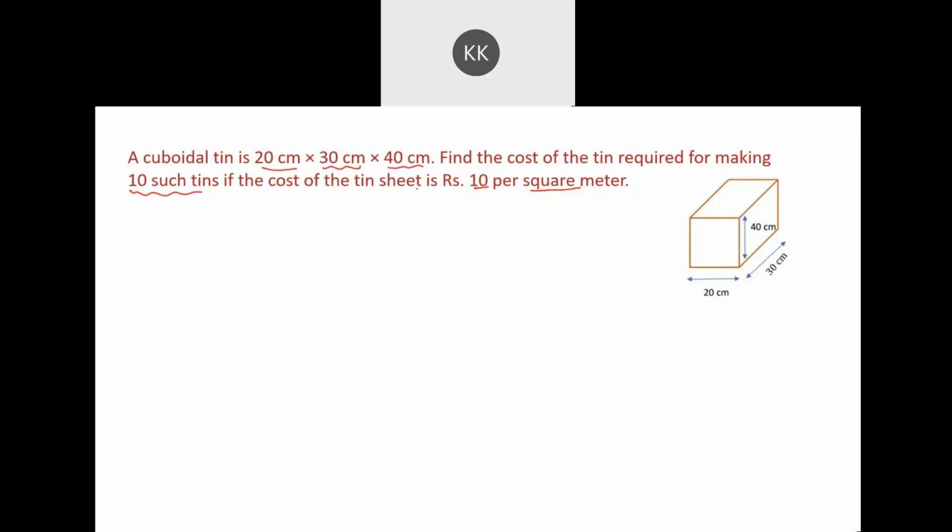An important thing you can observe here is that the unit given for the dimensions is in centimeters, but the cost is given per square meter. So here there may be a problem while solving. You should be very careful. First we shall find the area of 10 tins, the area of 10 cuboidal tins.